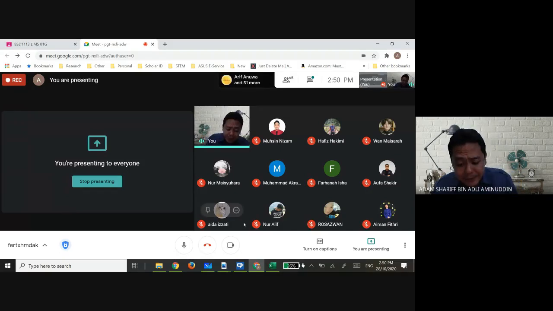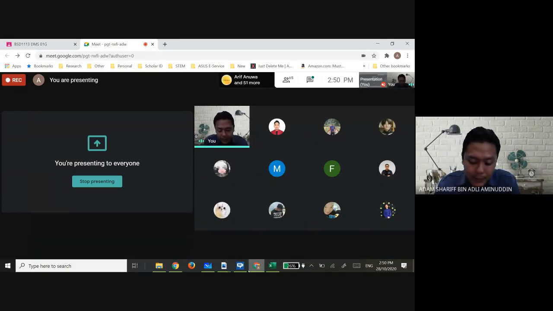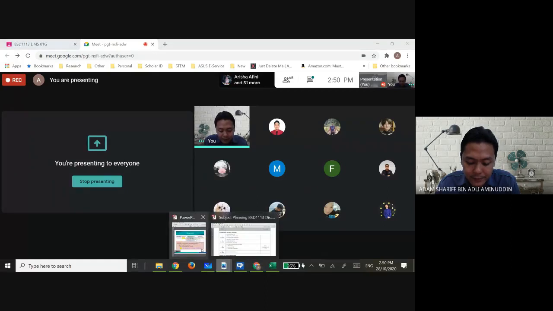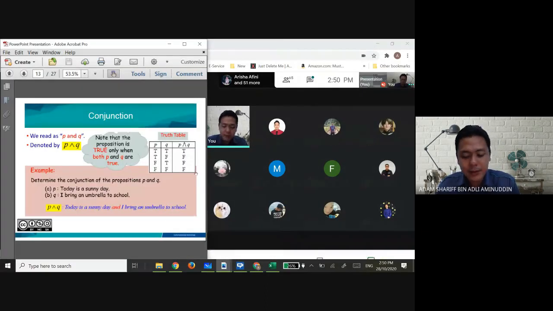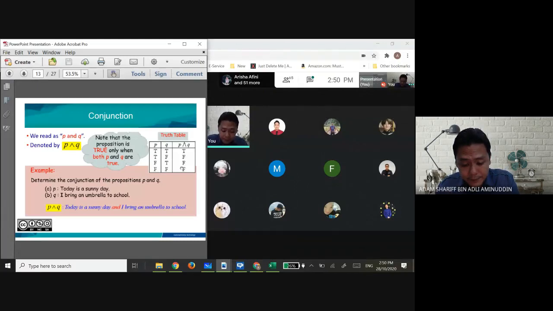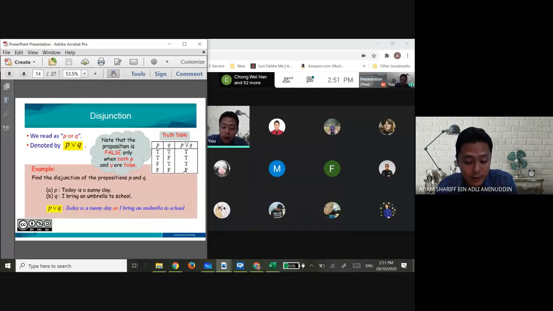Tadi dah negation and conjunction. Kita balik kepada properties conjunction. Yang ni saya tak nak tulis balik sebab memang dah ada dalam slide. Only when both atomic proposition exhibits T, then you have T. Otherwise, false. For or disjunction, P or Q, only when both of them is F, then it will be F. Otherwise, it will be true.